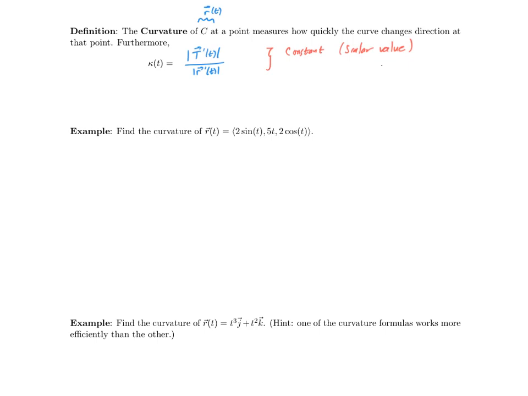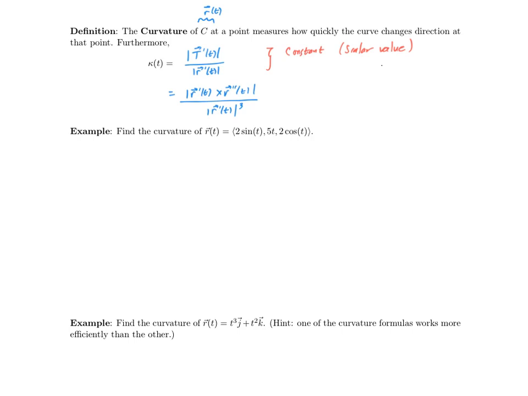The other definition for curvature is that it is the magnitude of r prime crossed with r double prime divided by the magnitude of r prime cubed. And as mentioned, depending upon the scenario, we would pick whichever one of these formulas is more appropriate. And these two examples will illustrate that idea.